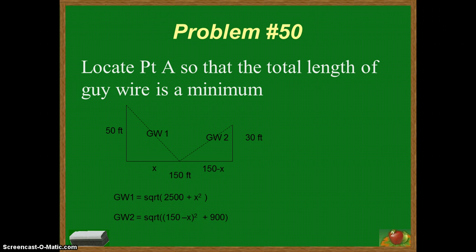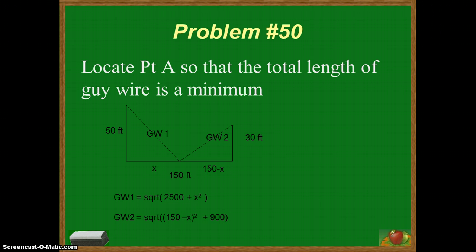On the slide, the first part of the problem says to locate point A on the drawing so the total length of guy wire is a minimum. Basically, you have two towers, a 50-foot tower and a 30-foot tower, that are being supported by two guy wires, which are represented by the dashed lines on the drawing. Where the two wires come together on the horizontal line is point A.